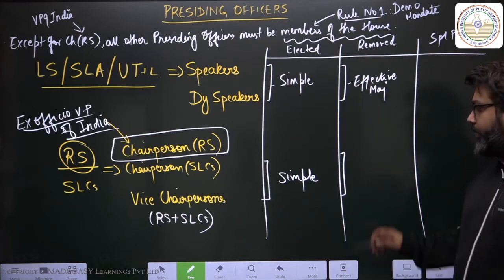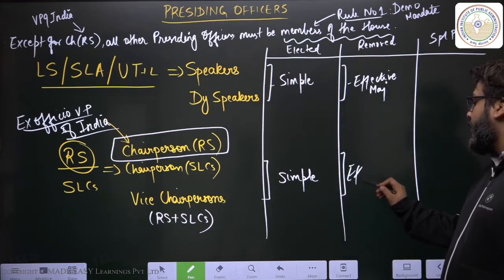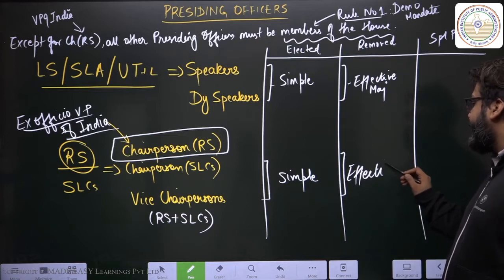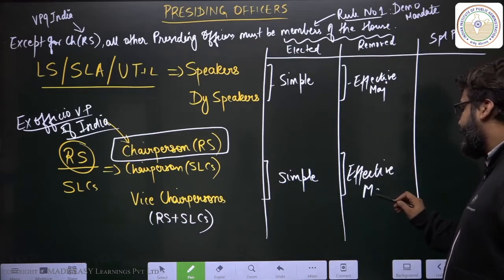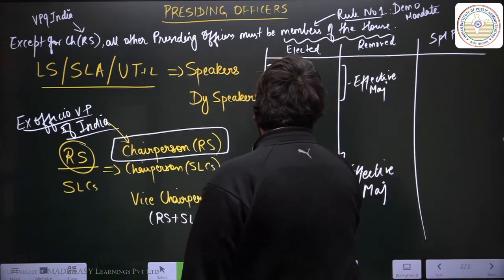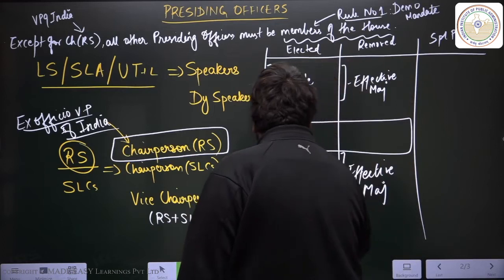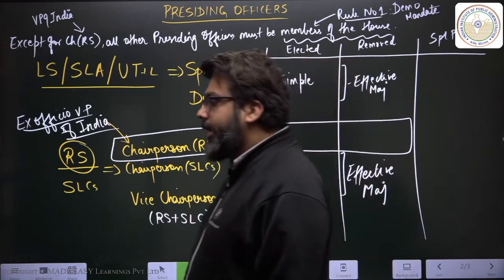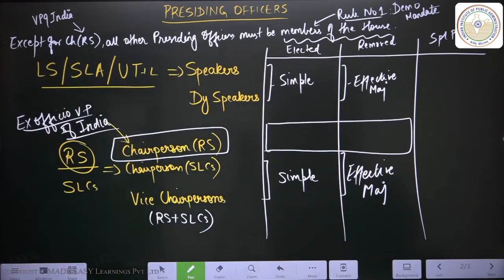Here also, effective majority, which means the only thing special here is how the chairperson of the Rajya Sabha is elected and removed. So let's understand how the chairperson is elected. Okay, let's start.